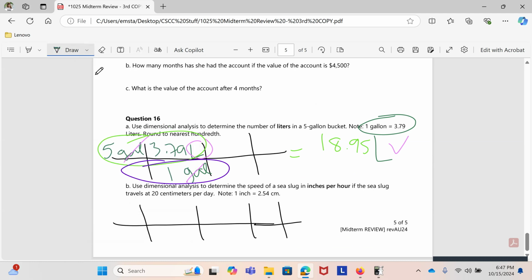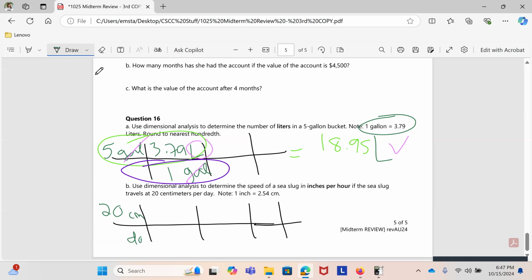So the first one will be a single conversion very similar to this. Questions? The second one is, again, very similar to this. I think it's still sea slugs. I had never heard of sea slugs. I had to actually Google them to see what they were. We're taking 20 centimeters per day, which is pretty darn slow, I think.